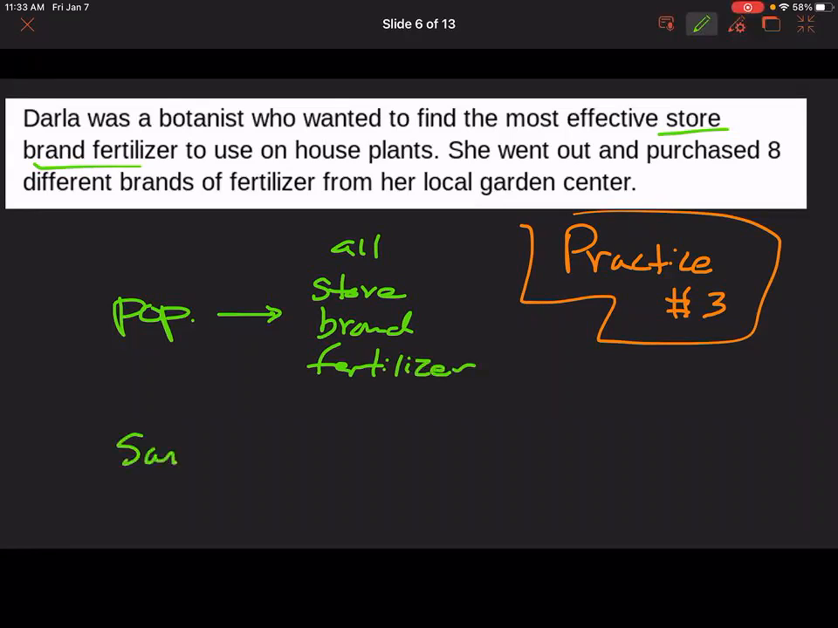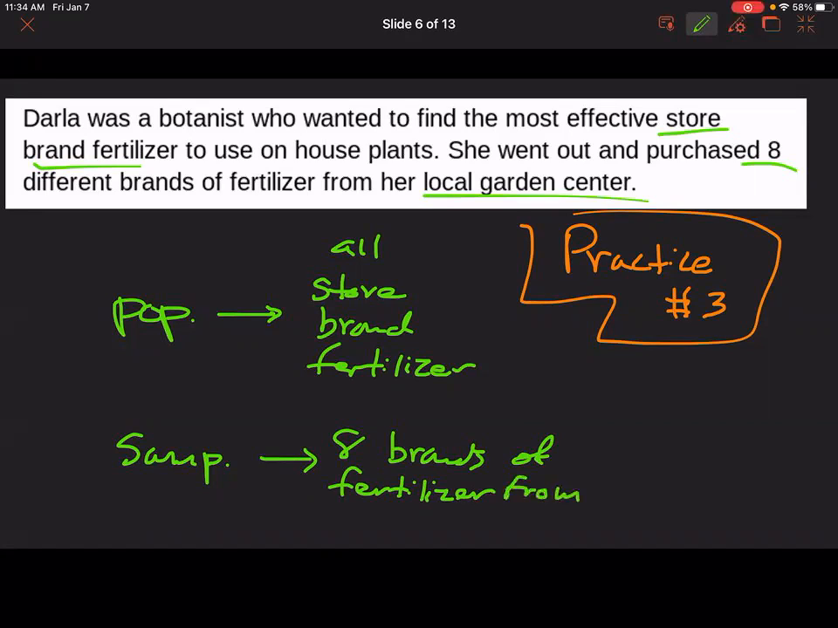And then the sample, what does she actually study? 8 brands of fertilizer. And also we want to add this from her local garden center, because maybe her local garden center carries different brands than most other places. It could be. So we want to include that information.